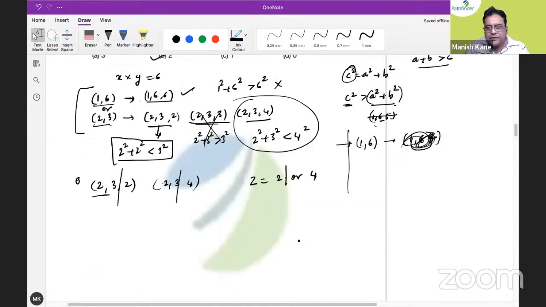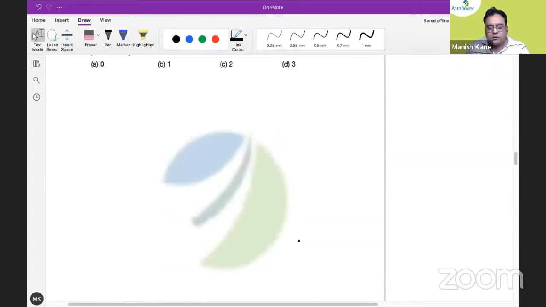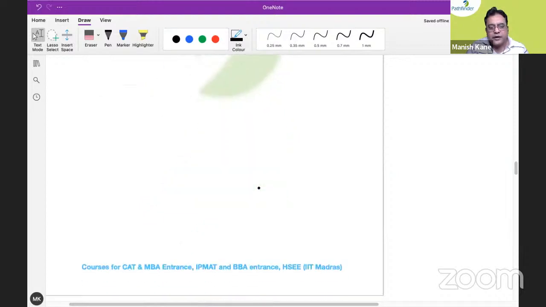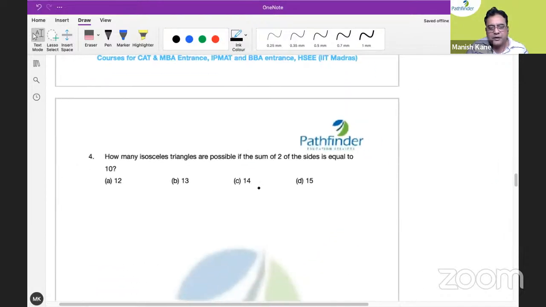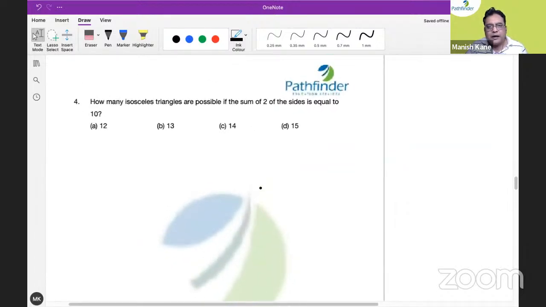Which are they? Let me just take them down here again. They are 2, 6, 7; 3, 5, 7; and 4, 4, 7. All of them are obtuse angle triangles. The correct answer here must be D. I hope this solution is clear to you. Let us look at another question which is based on the same property. How many isosceles triangles are possible if the sum of two sides is equal to 10?